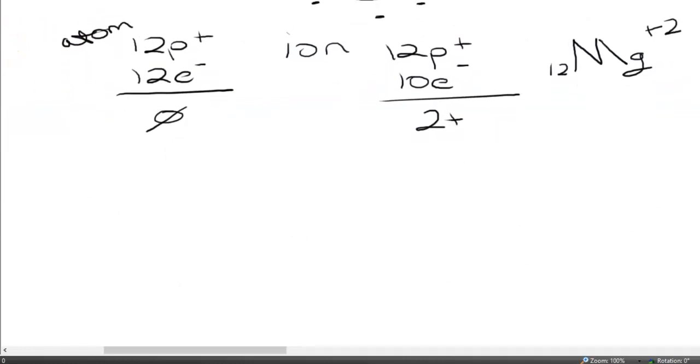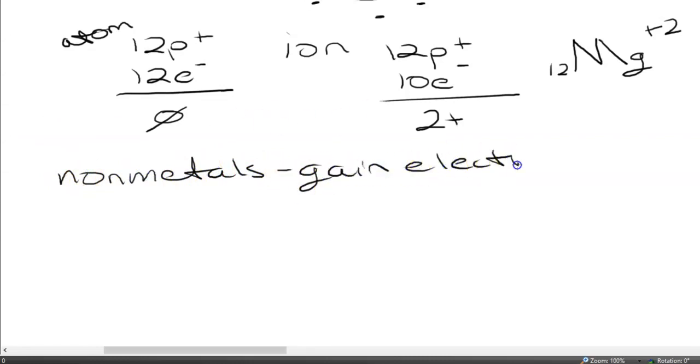Let me move this up. On the other side of the periodic table, to the right, you have the nonmetals. And nonmetals, like I said earlier, tend to gain, or they actually take electrons from metals. So the metals are losing them and the nonmetals are taking them. A good example would be fluorine, atomic number 9, so it has 9 protons.